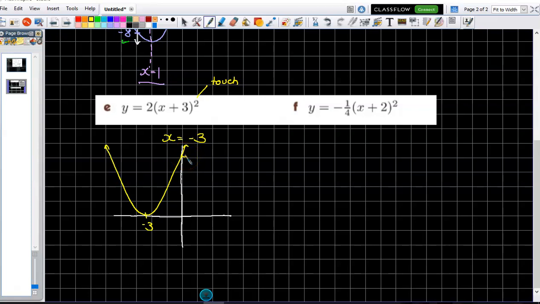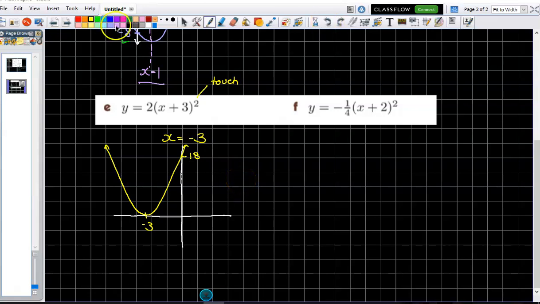So remember, what did we say? This is my y-intercept. Where do we find our y-intercept? When x is equal to 0. So what is 0 plus 3? 3. 3 squared is 9. 9 2s? 18.